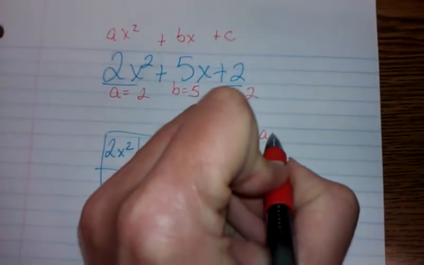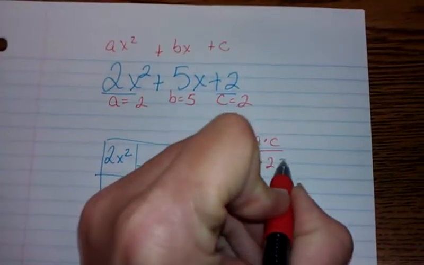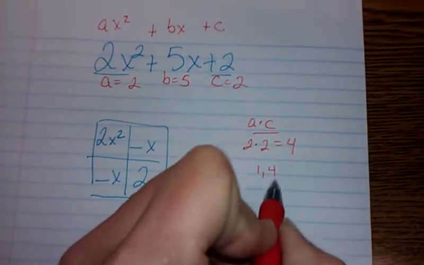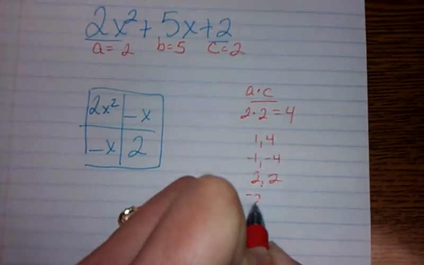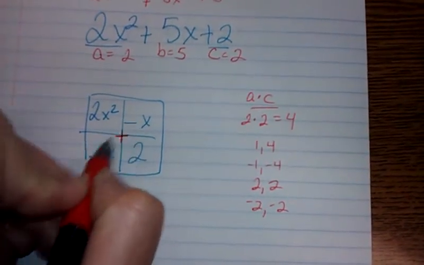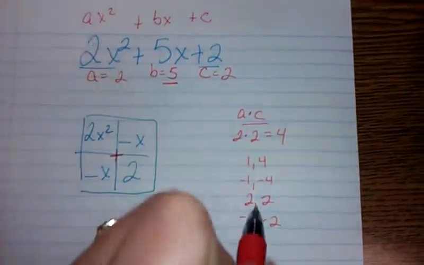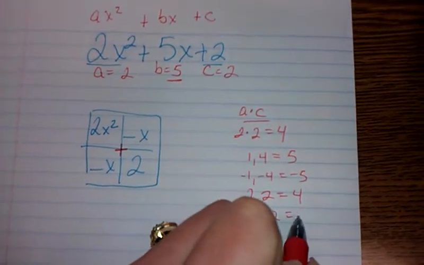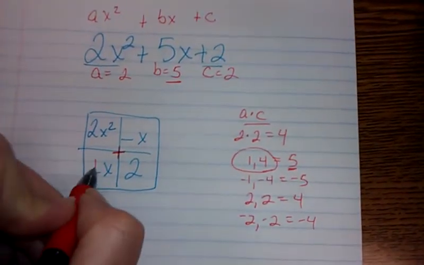Now you're going to do A times C. A times C is 2 times 2, which is 4. Now I need the factors of 4. Well, I've got 1 and 4, negative 1 and negative 4, 2 and 2, and negative 2 and negative 2. I need the factors that add up, because these two add up to get our middle term. That's why we're going back here to find which ones add up together to give me 5. 5, negative 5. I really don't need to go on, but I'm just showing that you add these up. This is my middle term of 5, so I use the factors 1 and 4.